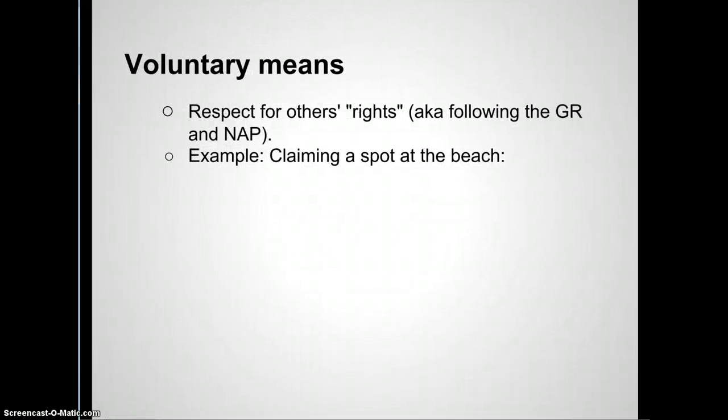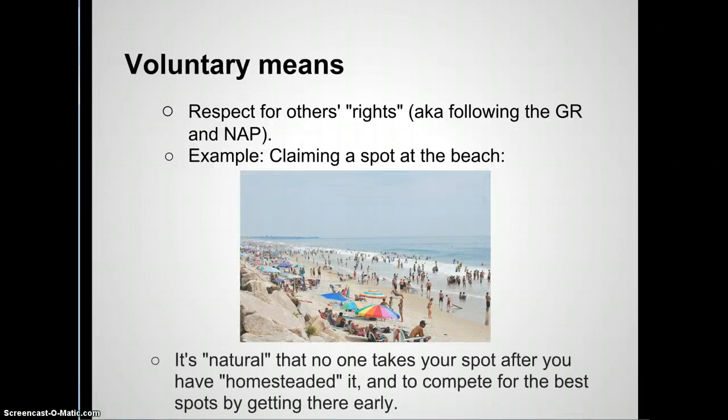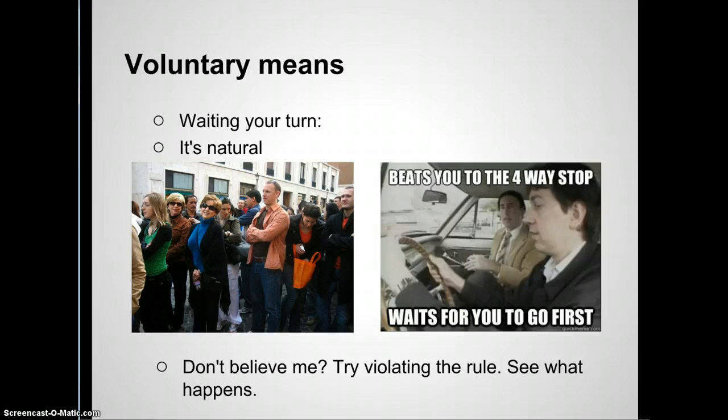The voluntary means respect for others' rights, also known as following the golden rule and the NAP. An example? Claiming a spot at the beach. It's natural that no one takes your spot after you have homesteaded it, and to compete for the best spot by getting there early is natural. Waiting your turn in line, it's natural. Or obeying the rules at a four-way stop. Don't believe me? Try violating the rule and see what happens.